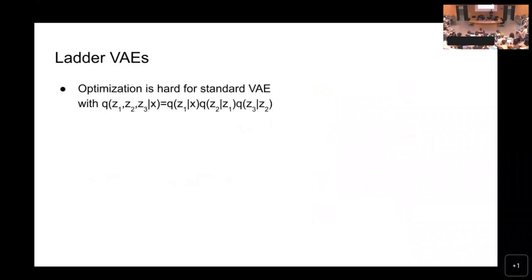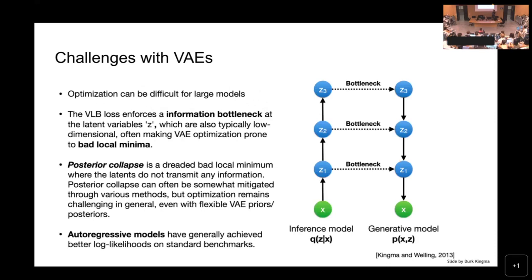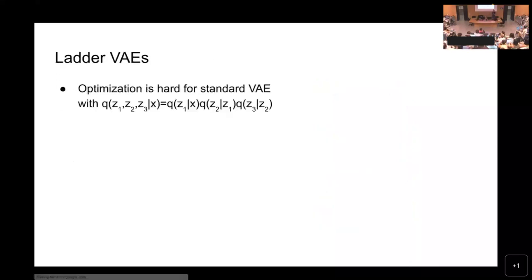There are a number of tricks you can use to address this problem. One of the most important ones is called a ladder VAE. What you do here is you realize that maybe this order of generating latents is not optimal. In this picture, this Z3 is very far away from the data, and it takes a long time for its information to propagate back to the data through the model. For that reason, it's very easy to forget about this variable.